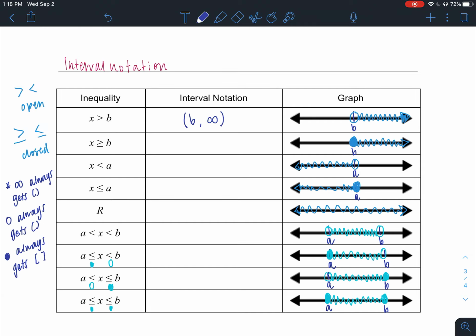For x is greater than B, we can see from the graph that it's starting at B, and it's going up and up and up to infinity. So we always have a parenthesis on infinity, and a closed dot always gets a bracket. Right? I'm going to go ahead and jog through these really fast.